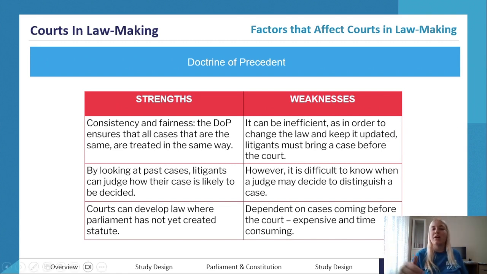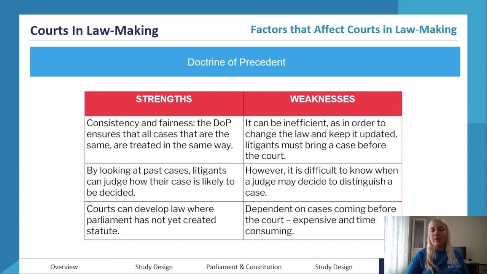Additional weaknesses are the requirements for costs and time, obviously. So not everyone has the time or the money to initiate and pursue cases through the courts. Depending on cases coming before the court, it's expensive and time consuming. So exactly what we talked about.